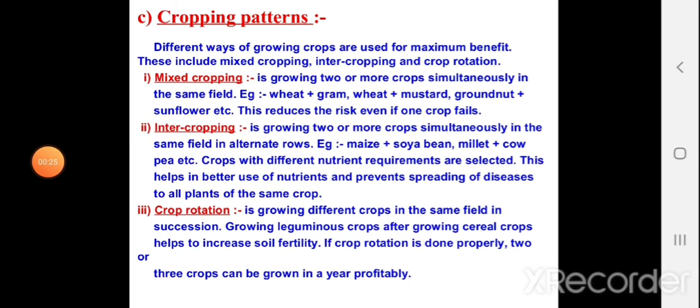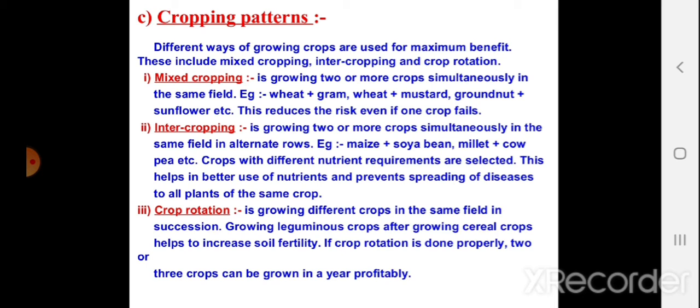So, in our previous slide, we covered till methods of irrigation, and I told you the next topics we will cover for part 2, the next slide. So here we'll start with the cropping patterns.